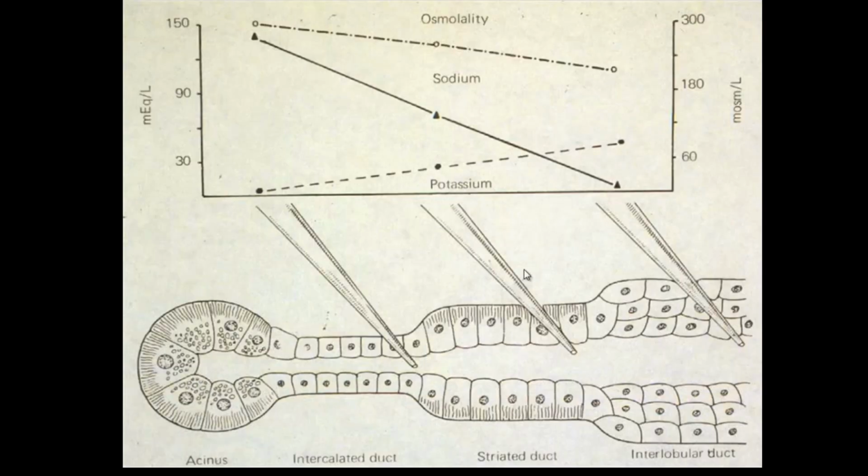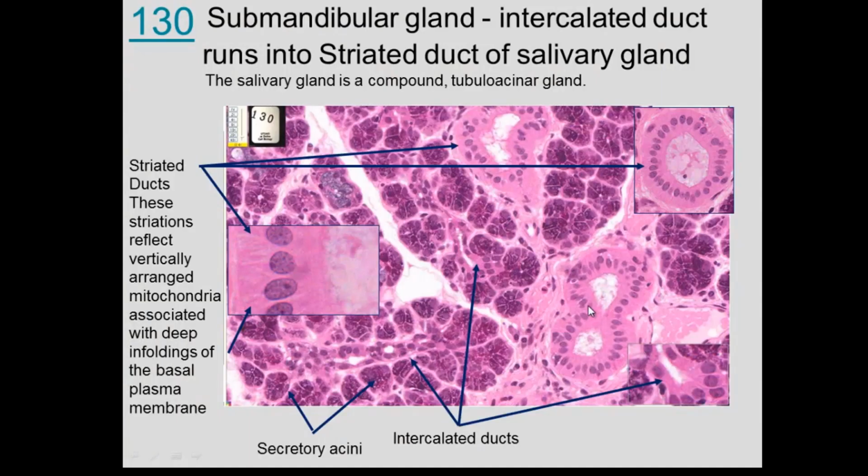And I mentioned to you the purpose of the striated duct is to pump the sodium out to go to a hypotonic solution. Liquid is produced at 300 milliosmoles, but by the time it gets into the interlobular duct, the sodium concentration has dropped down a lot, and osmolality has reduced. And that makes sense because if you're going to dilute foodstuffs, you need to have a hypotonic solution, not an isotonic solution. And so the striated ducts in the salivary glands pump out the salts, so you have a more watery saliva.